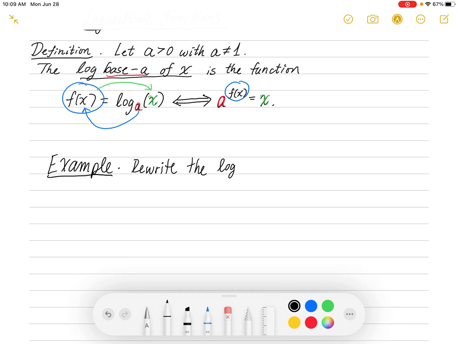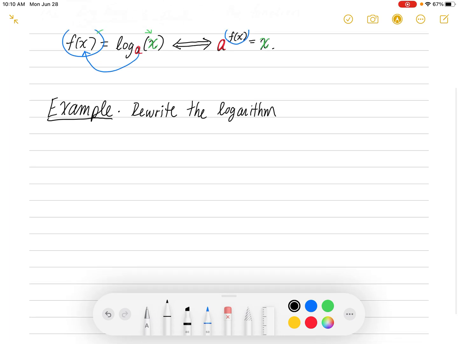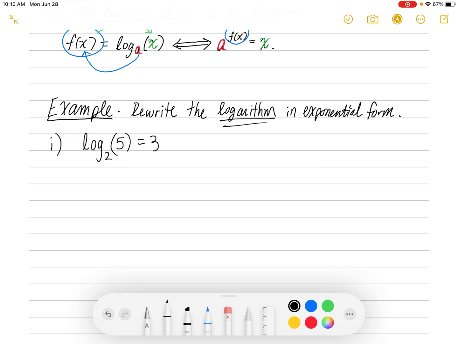So for example, just a real quick example. Rewrite the logarithm in exponential form. A logarithm is just a fancy name for a logarithmic expression or logarithmic function. Anytime you hear the word logarithm, that means a logarithmic function, oftentimes evaluated at a value. Let's say I had log base 2 of 5 equals 32.